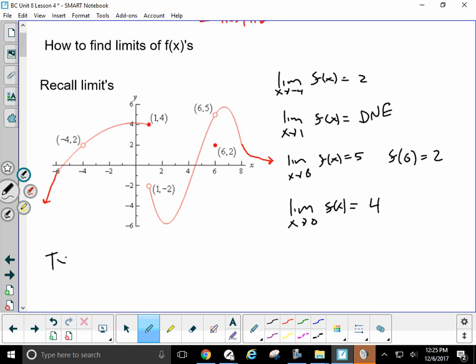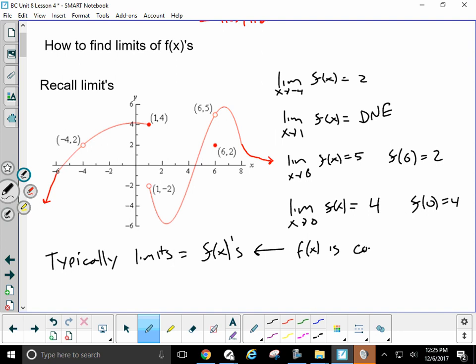Typically, and I guess I'll say f of 0 is 4, typically, limits equal function values. And if limits equal function values, we say the function is continuous when that occurs.